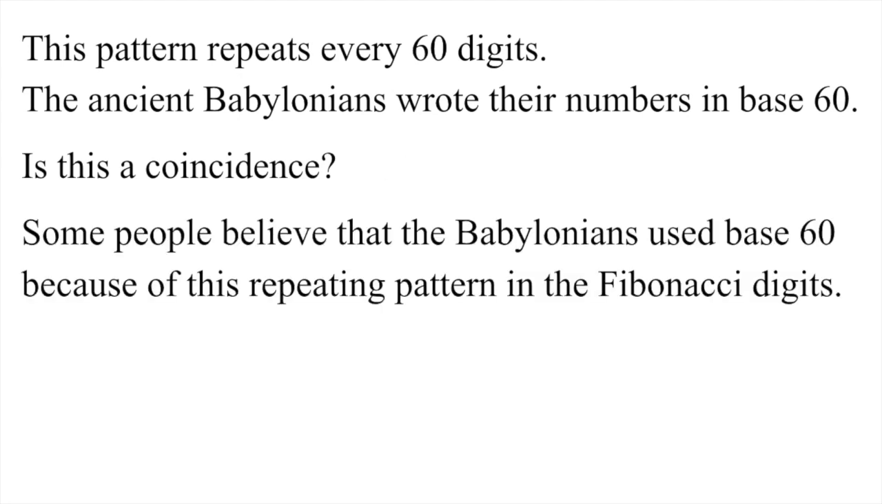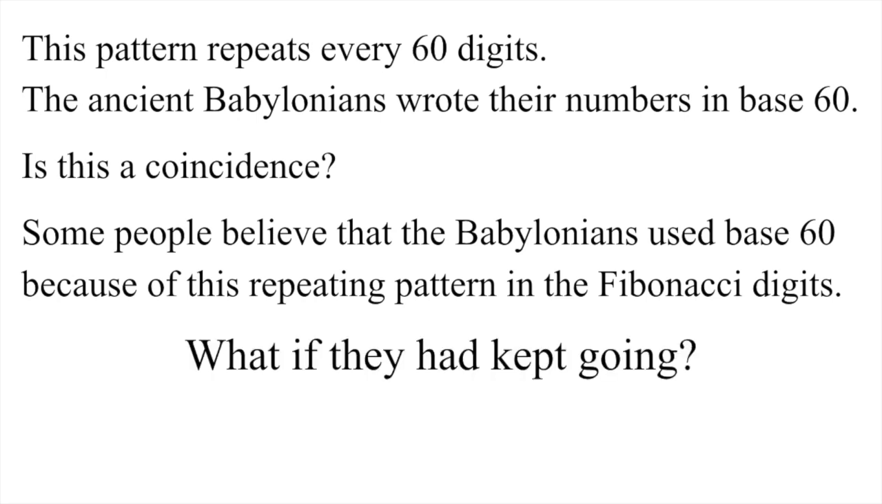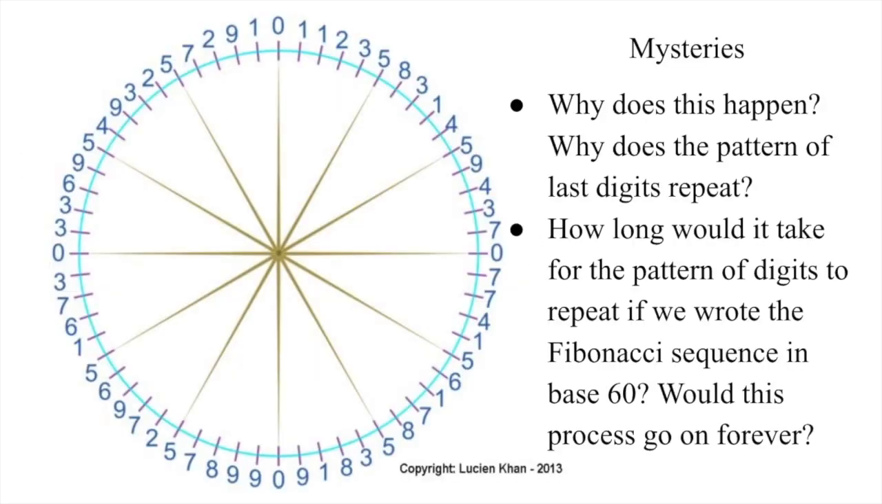Well, some people believe that the Babylonians used base 60 because of this repeating pattern in the Fibonacci digits. Now, I'm not going to make any arguments about the validity of this claim, but if it were true, it would lead to a very interesting question. What if they had kept going? What if the Babylonians had written down the Fibonacci numbers using base 60? How long would it take for the pattern of digits to repeat? And what if we made that number our base and wrote the Fibonacci sequence again? Would this process keep going forever? This is a lot of stuff to cover, so let's get started.